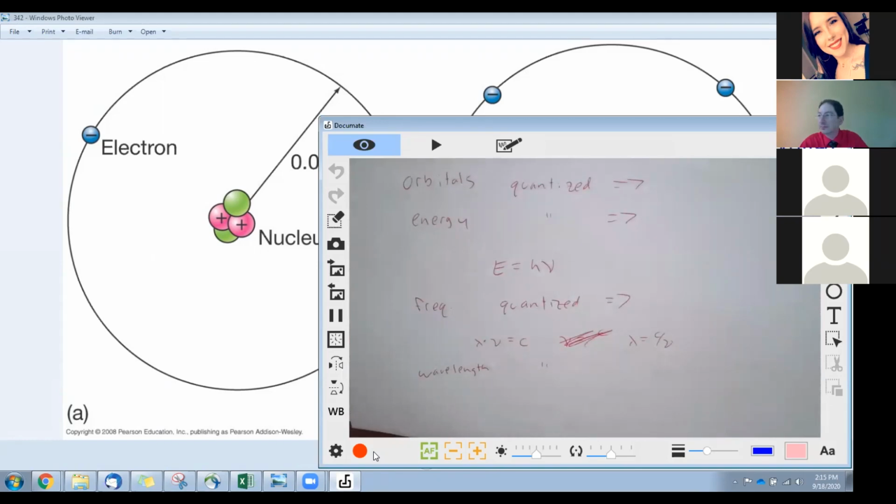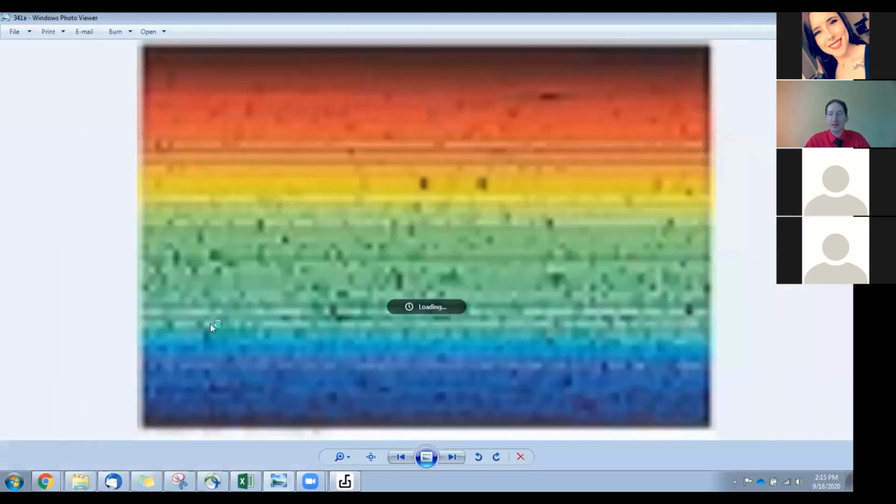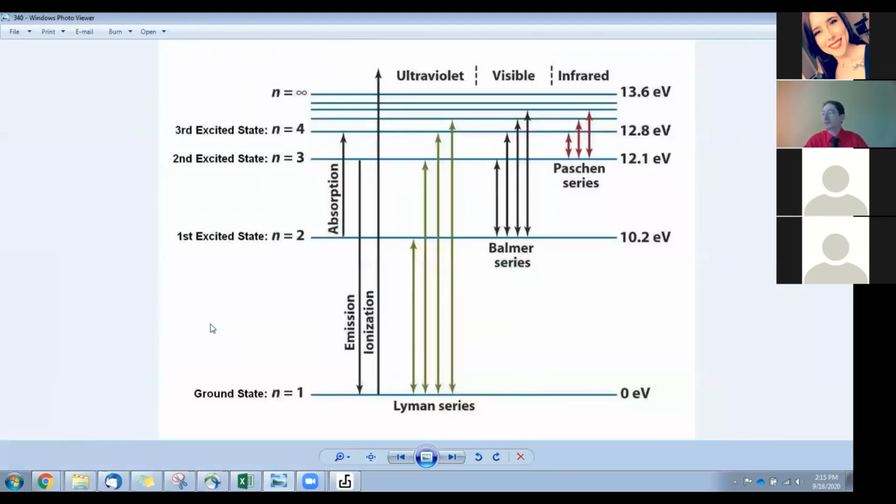Can you put up the images of the series, the one that also displays the energies that are required to boost it from each state? Let's see. This one. Yes, thank you. And all of the slides are linked in the WebAssign announcement area as well.